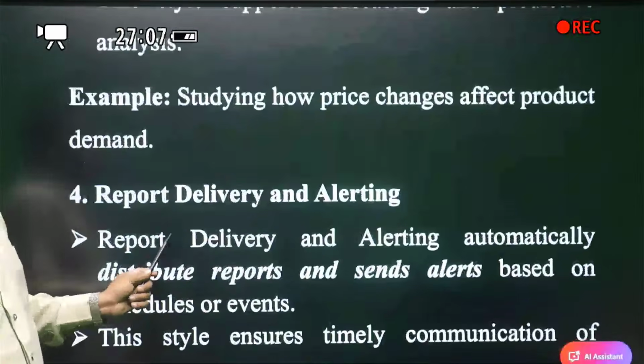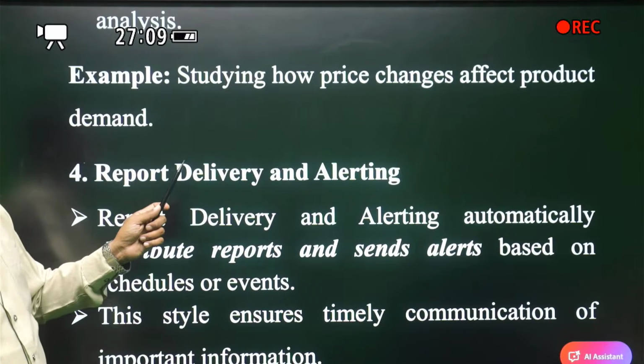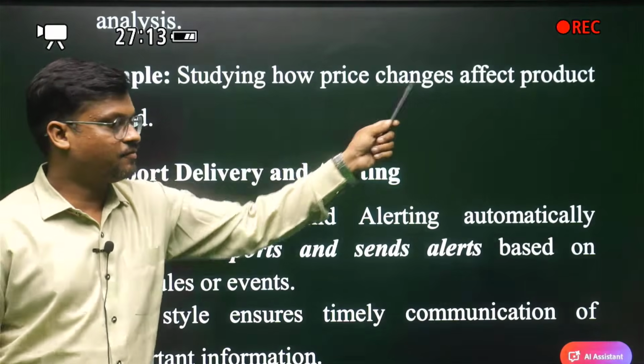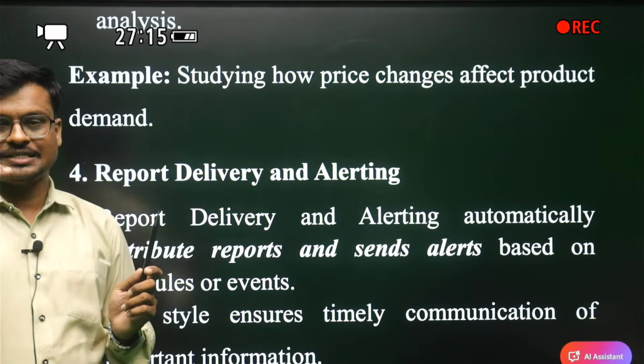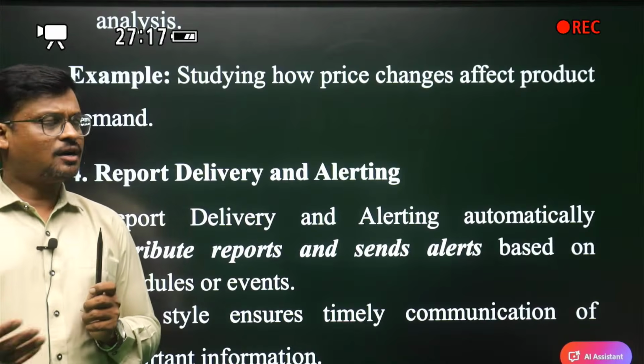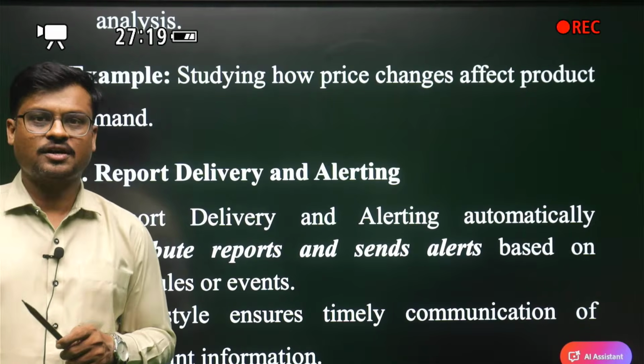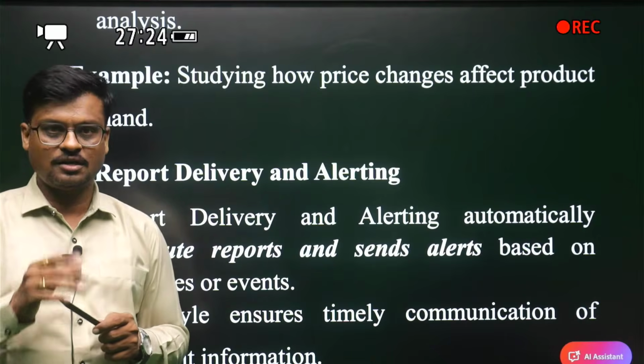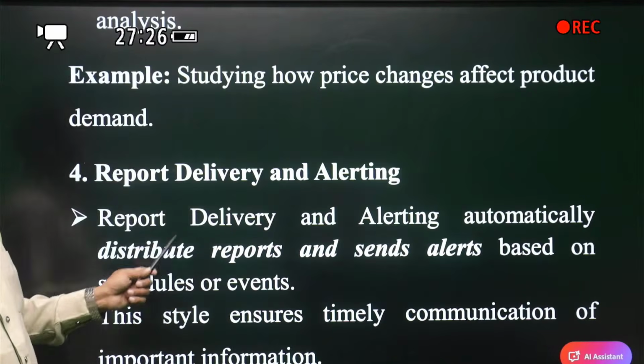Example, studying how price changes affect product demand. When there is an increase or a decrease in the price of a product, how the demand of that product is going to be affected, you will predict it and you will be able to make the decisions accordingly. Done here, that is your data mining techniques.